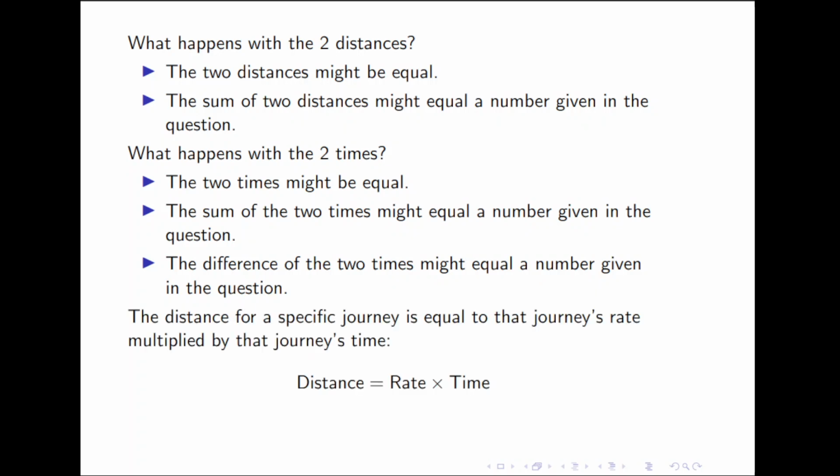The distance for a specific journey is equal to that journey's rate multiplied by that journey's time. Distance equals rate times time. Be sure to apply this formula to each journey. There's a little bit of an art to minimizing the number of variables created while also capturing all the information in the problem.